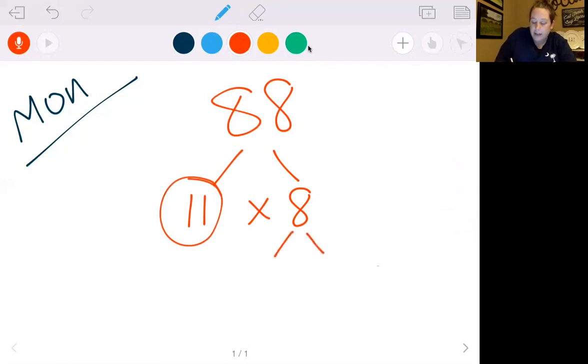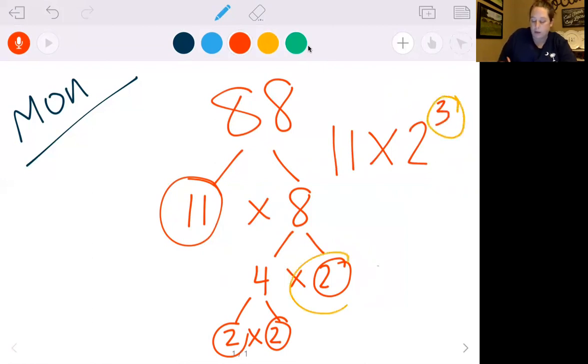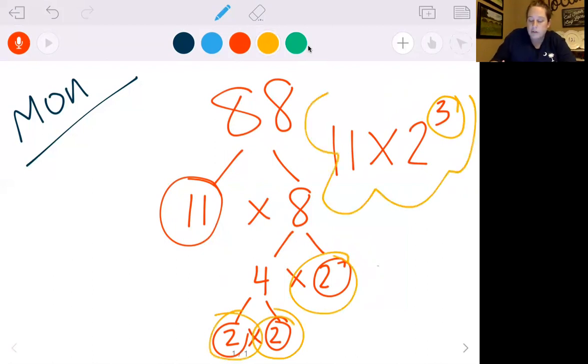And then for 8, I can do 4 times 2. 2 is prime, so let's circle it. And to get 4, I do 2 times 2. 2 is prime. So my prime factorization would be 11 times 2 to the third. And remember, I do my exponent because I have 1, 2, 3 of those 2's right there. So my final answer would be 11 times 2 to the third power.